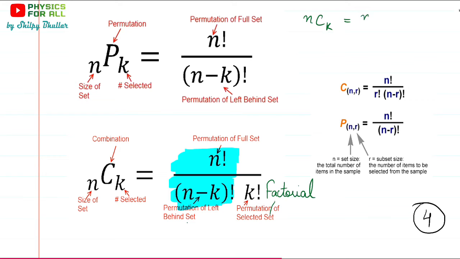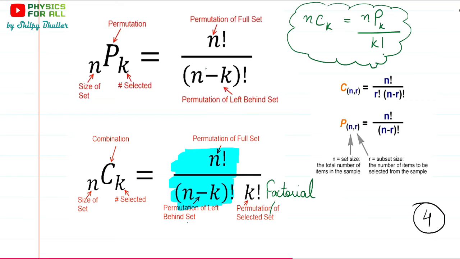So we can write nCk equals nPk upon k factorial. So this is the relation between combination and permutation. This is also an important concept to remember. Okay, so this is simple to understand. All you have to remember is the formula of permutation and combination because they are almost similar.